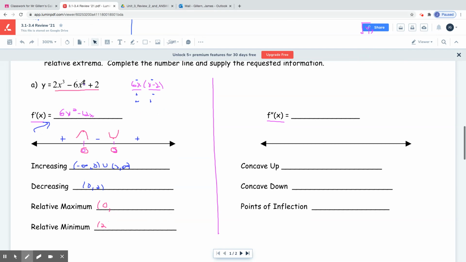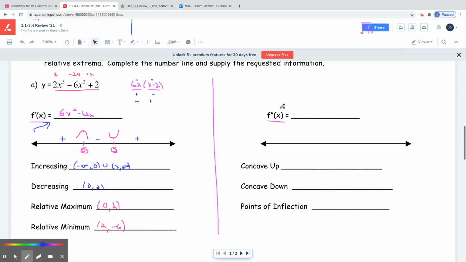To get the y coordinate, you have to plug back into the original. Anytime we're doing y, we plug x in the original. When we're doing all this number line stuff, that's always the derivative. So when I plug in 0, I get 2. That's an awful 2, sorry. When I plug in 2, let's see, I get 8 times 2, which is 16. 2 squared is 4, which is negative 24, plus 2, negative 8 plus 2, negative 6. So a relative max at (0, 2), and a relative min at (2, negative 6).